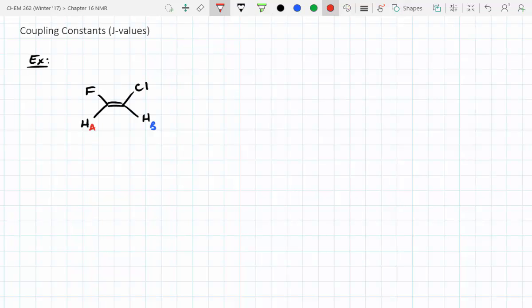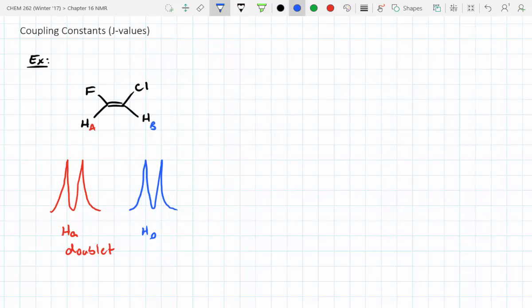So let's go down. Actually, I'm going to be more careful here. Oh, man. Sorry. I'm trying to be precise. There we go. So this is our HA doublet. And then HB, what will that be split as? Yeah, another doublet. So I'm going to do this one over here.